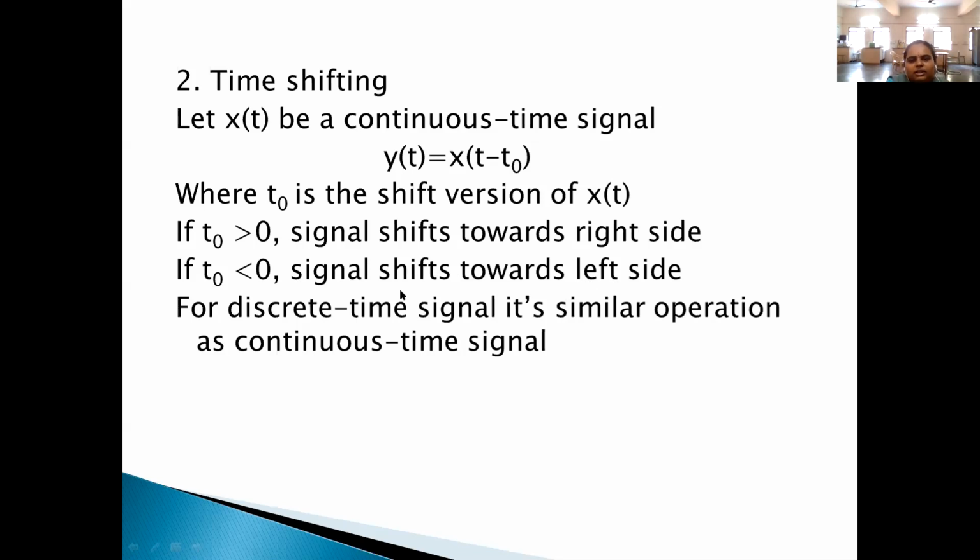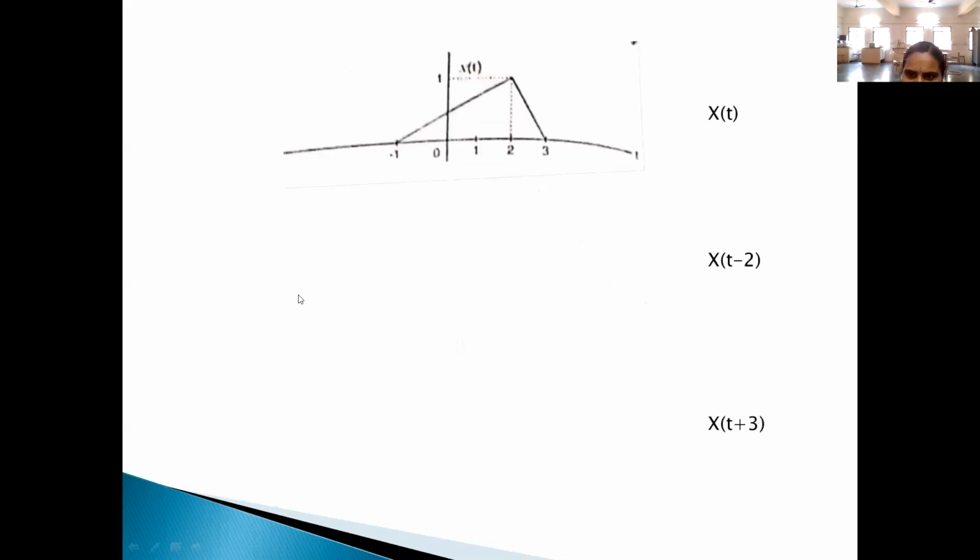The operation remains the same for discrete. What is the change? Instead of t minus t naught, we consider y of n equals x of n minus n naught. The remaining conditions also remain the same for a discrete time signal. Next, here is an example.